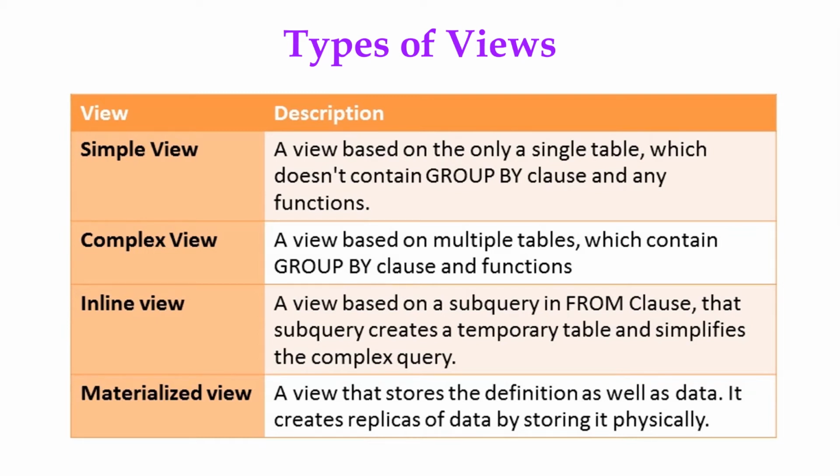The last one is the materialized view, which means it will store the select statement in the database. That is, it will retrieve the data from the select statement and store it directly in a physical location in a database. So this is what a materialized view is. Here the view stores the definition as well as the data. Normally a view stores only the definition, not the data, but a materialized view retrieves the data and also stores it. So it creates replicas of data by storing it physically.